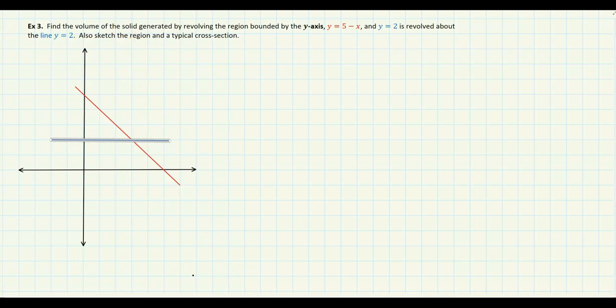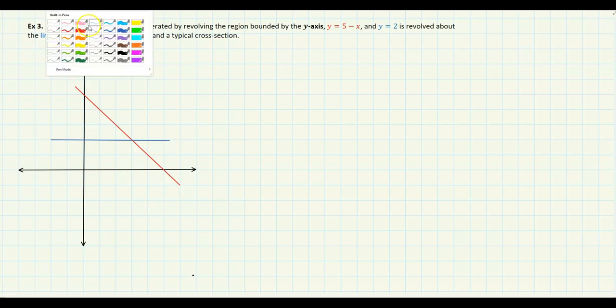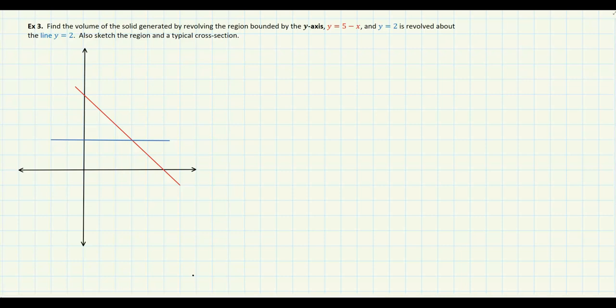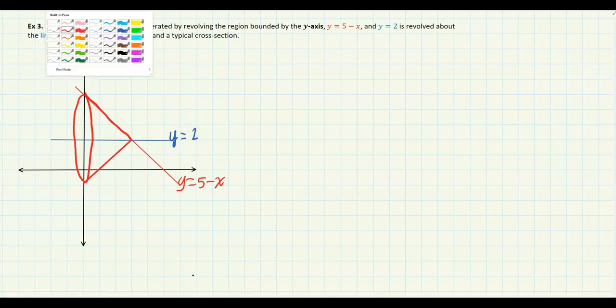We are looking at the region bounded by the red, the blue, and the y-axis, and we are going to revolve it about the line y equals 2. So what you'll need is to visualize that. It would be a 3-dimensional shape, and revolving this part around the line y equals 2 makes this cone shape right there. We want to find the volume of that cone shape.